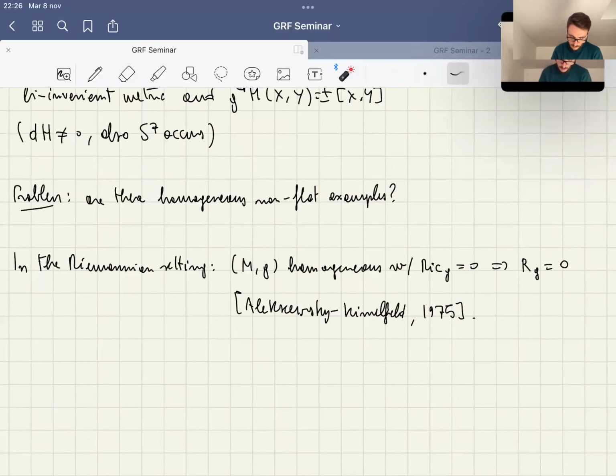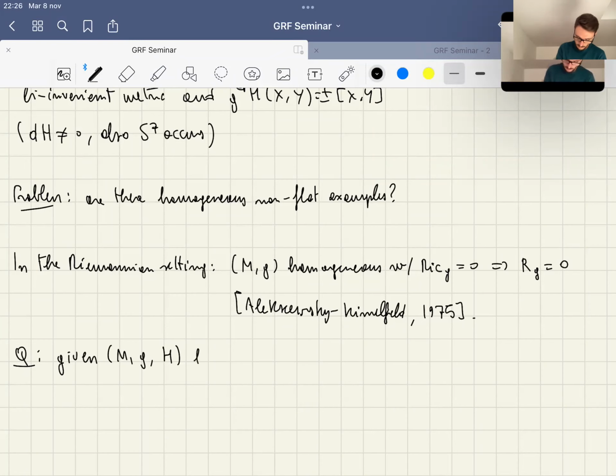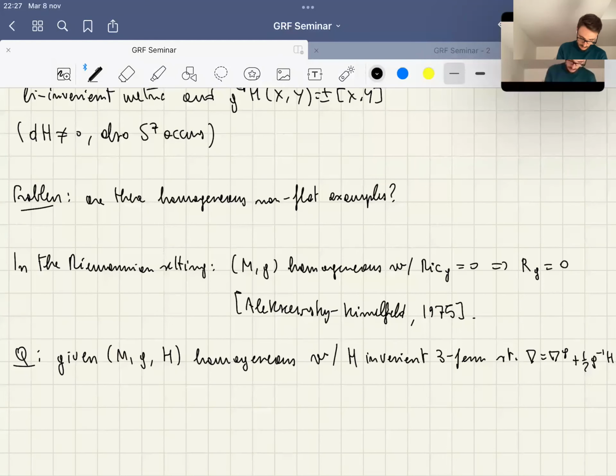And so here, inspired by this result, one can ask, in particular in the setting we are interested in today, the following question that was posed in the book by Garcia Fernandez and Streets, and reads as follows. Given a homogeneous Riemannian manifold with an invariant 3-form H such that the Bismut connection induced by the pair G, H has zero Ricci tensor, then is the connection necessarily flat?